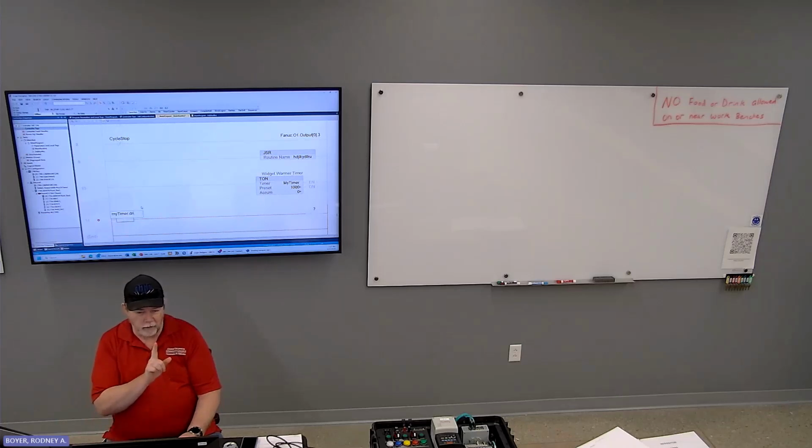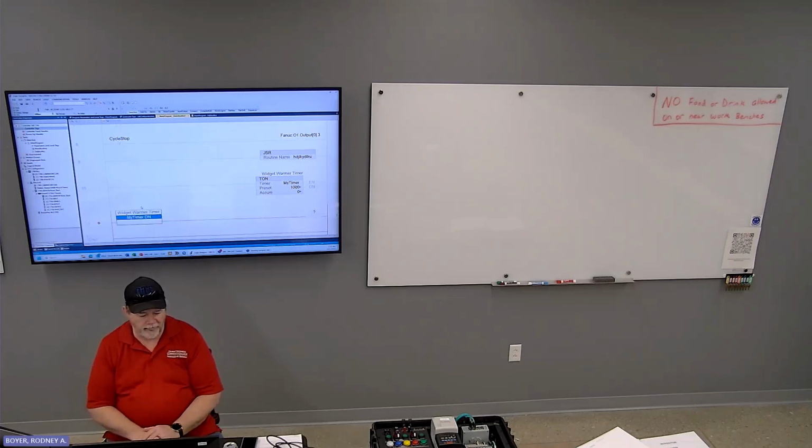By the way, the bit separator or bit delimiter in 5000 is a period. It is not a slash like it is in 500. But the done bit off of my timer inherited the same descriptor as my timer, and it's saying that it's the widget warmer timer.